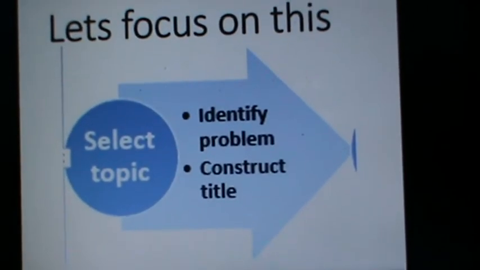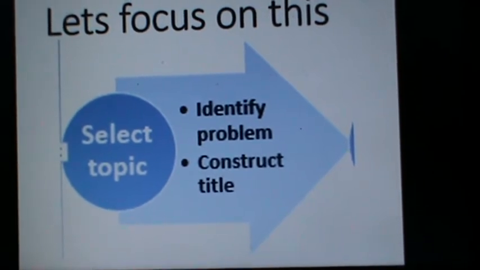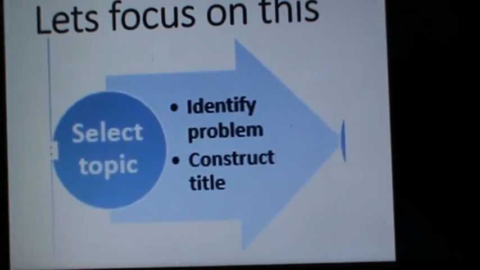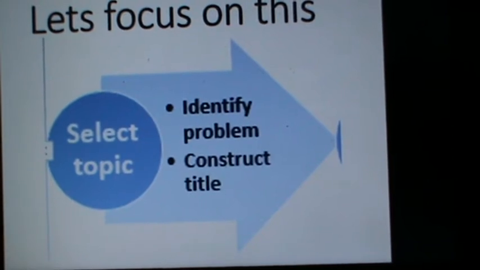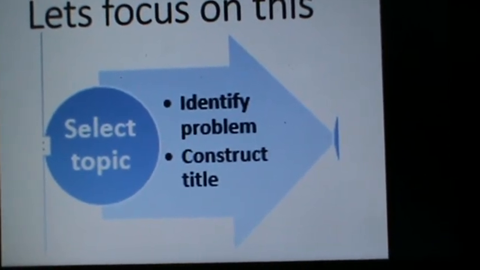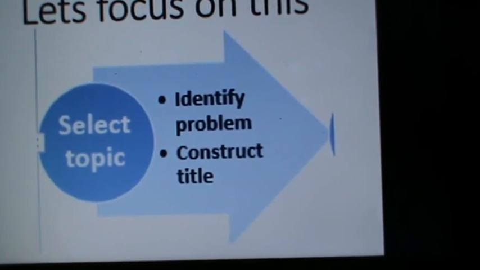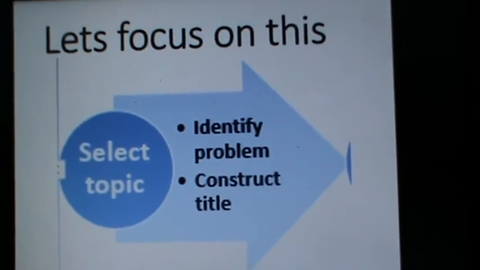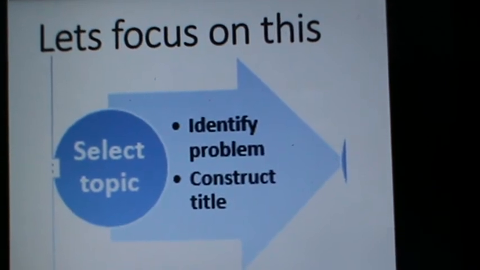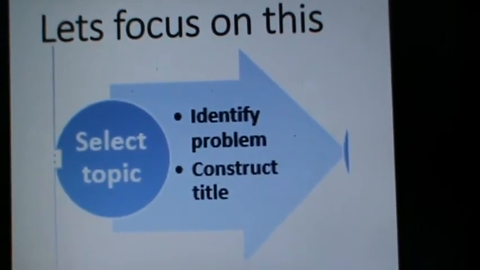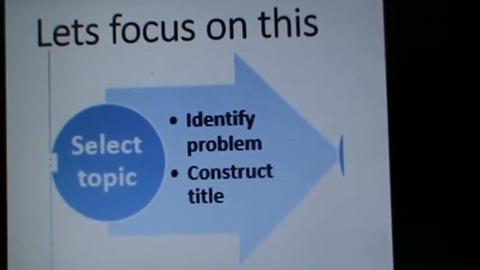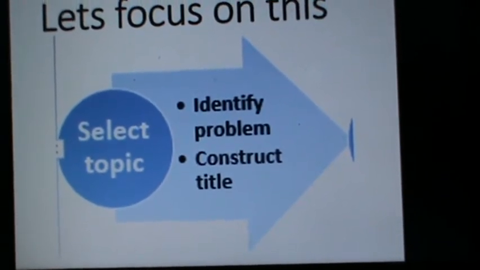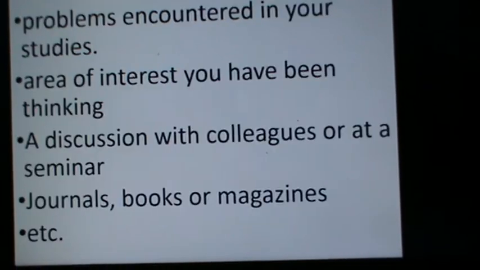In my talk, I want to focus on selecting a topic, identifying a problem, and constructing the title. This is very important because, as you see, this is the first step. In a value chain, the first link is important. Talk of a house, the foundation of a house is important. If the foundation is shaky, the roof will collapse. So this first step, selecting a topic, is extremely important in our research process.